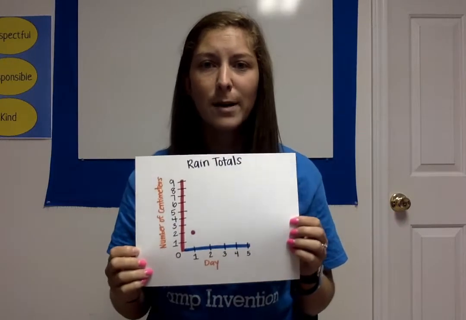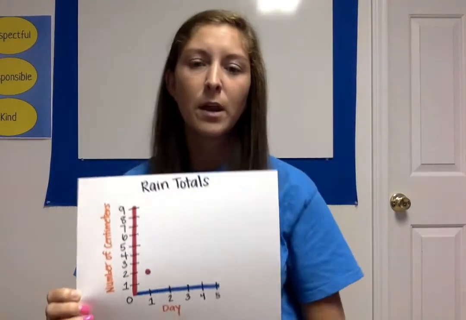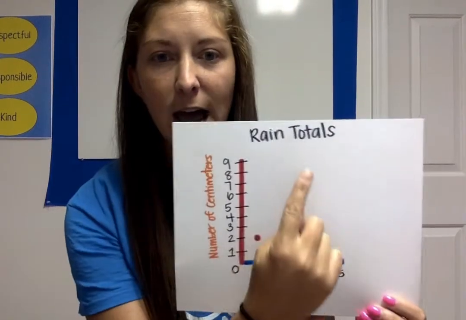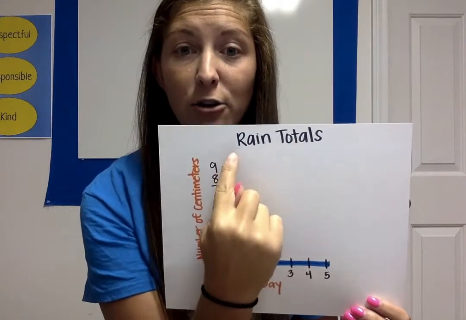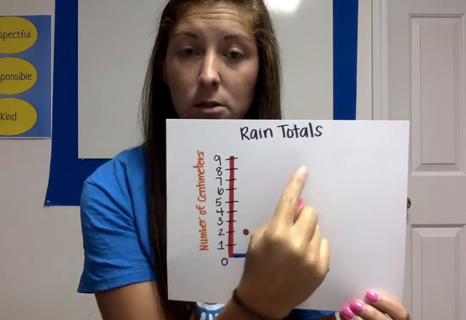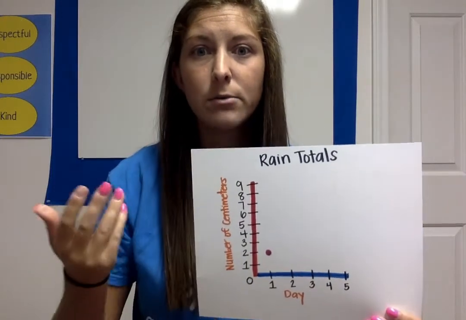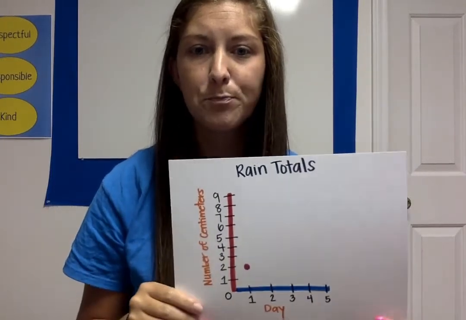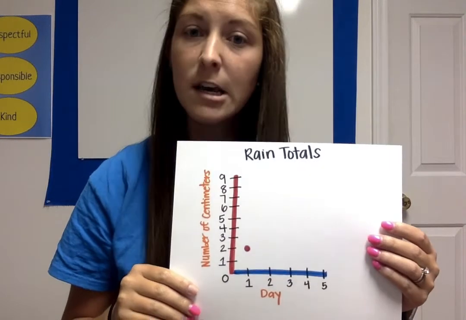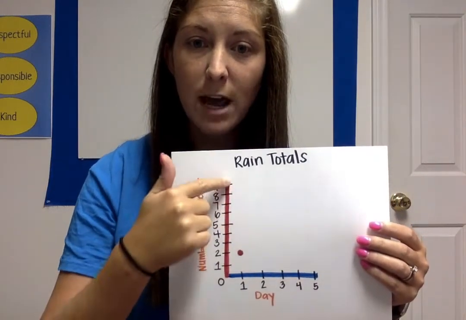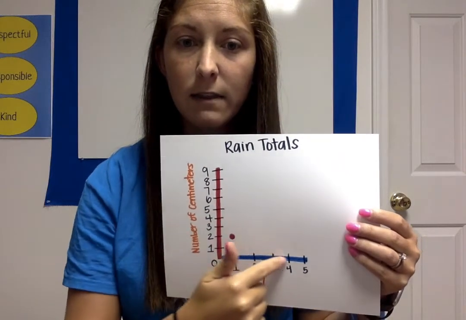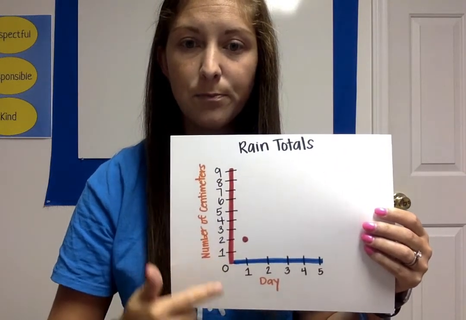But I want to talk about a couple different pieces of the line graph. So I'm going to scoot a little bit closer. So here we have, first off, the title. That is very important. Our line graphs are going to have titles. And this one is rain totals. So we're going to be talking about how much rain we receive, different things like that. The other pieces of our line graphs are going to be our axes, which notice we have one going right here in red and the other one going right here in blue.